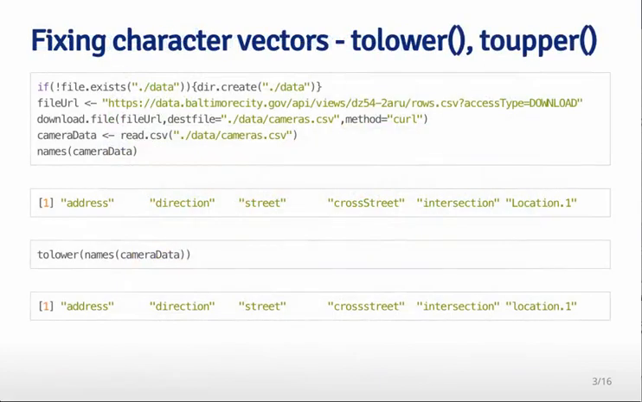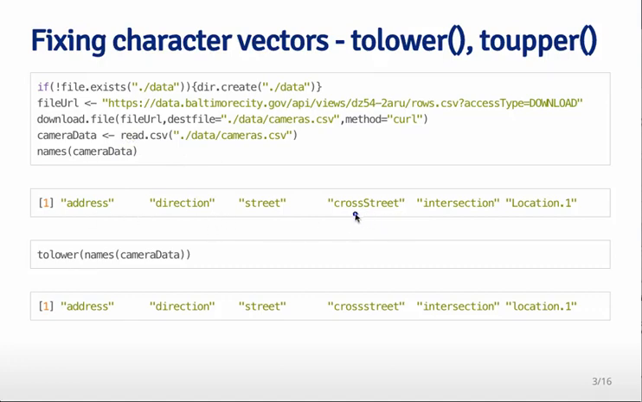So again, the first thing that we're going to do is download the data set from the web. We're going to check and see if this data directory exists, and if it doesn't, we're going to create it. Then we're going to download the data from this URL, and read it into R with read.csv. The first thing we can do is look at the names of this camera data. These are the column names.